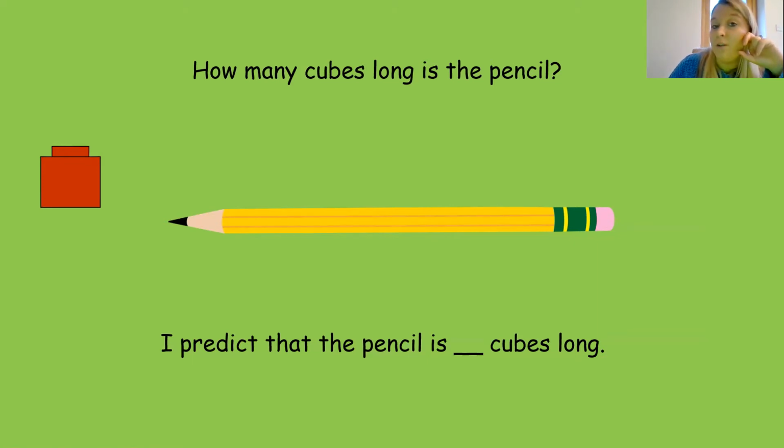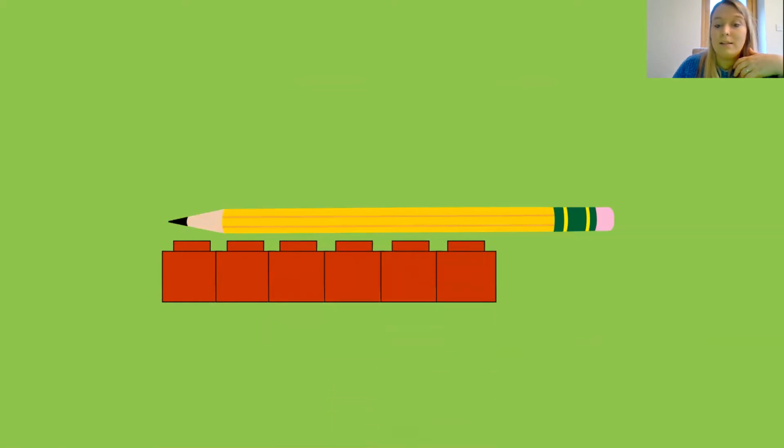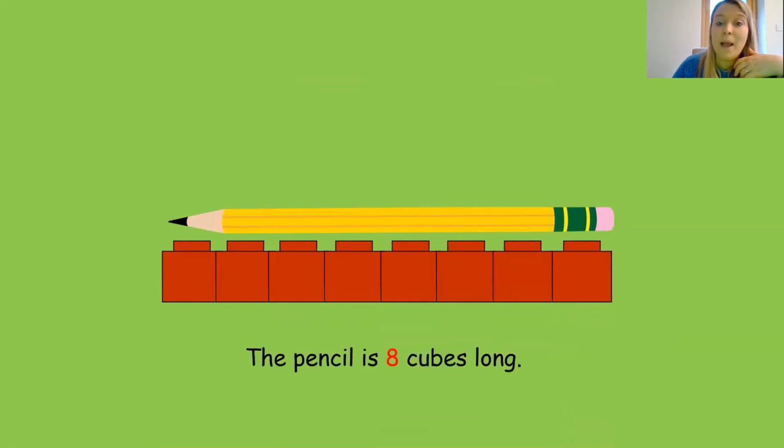So I'm going to give you a few seconds to just make your prediction. How many cubes do you think are going to go along that pencil? Hopefully you've answered it in the full sentence, I predict that the pencil is cubes long. So let's have a look, and you can count with me. Ready? 1, 2, 3, 4, 5, 6, 7, 8. And we've got another sentence. The pencil is 8 cubes long. So that's another sentence that you can say after you've measured. The pencil is 8 cubes long. And if you want, you can write this down as well.